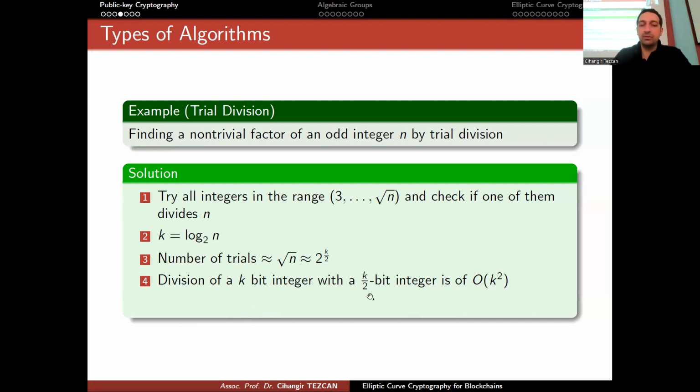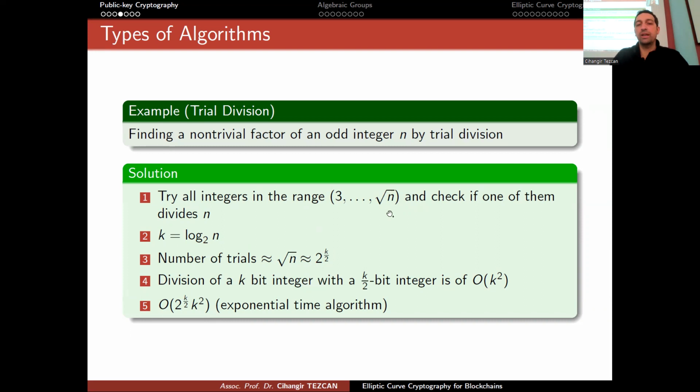You might wonder where the 2 disappeared. Actually, you can write k squared over 2, but in big O notation we don't care much about the constants. So this is why it is O(k squared). For a single division, I perform this many operations, and I'm going to perform this many divisions. So for big O notation, this trial division algorithm has a complexity of 2 to the k over 2 times k squared. This part, k squared, is dominated by 2 to the k over 2. So this is why it is an exponential time algorithm.